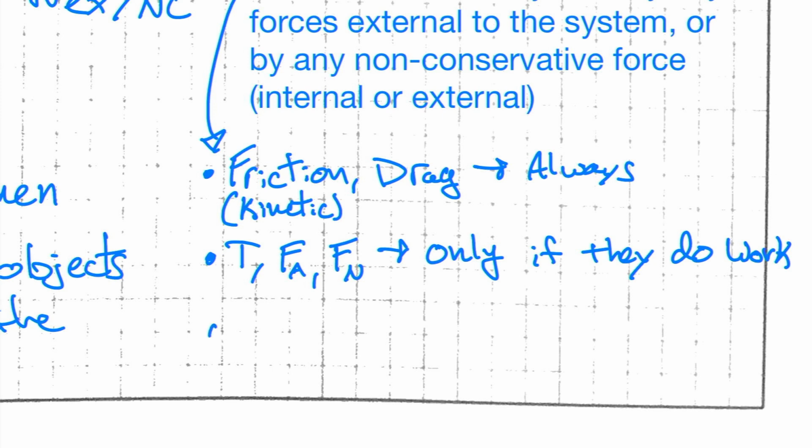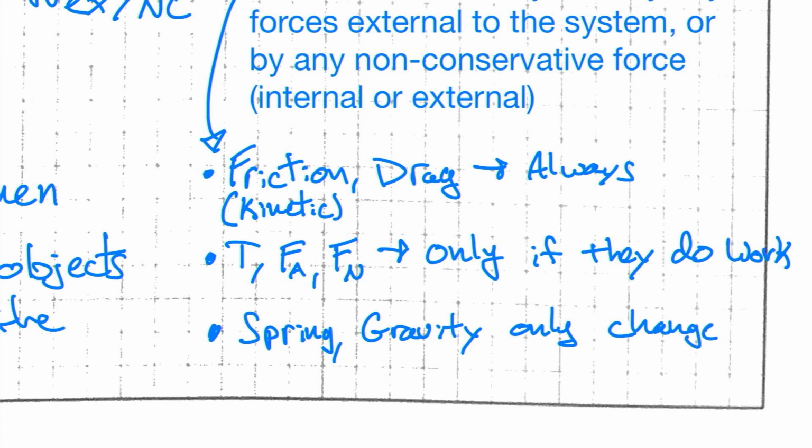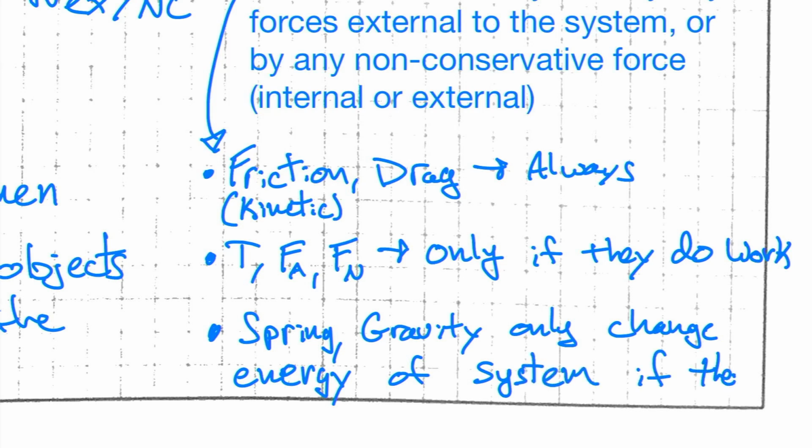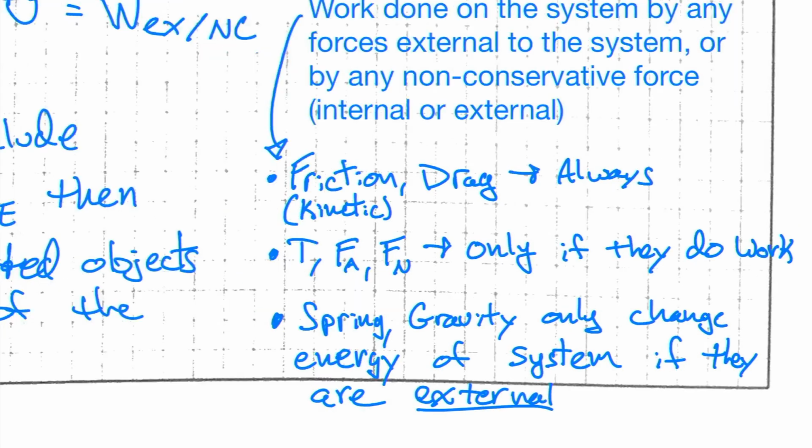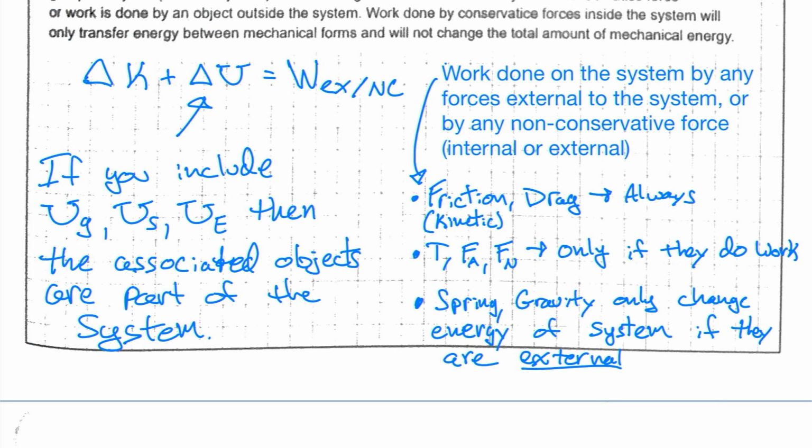And lastly, we can say spring and gravity only change the energy of the system if they are external. And if they're external, then you do not include them as sources of potential energy.